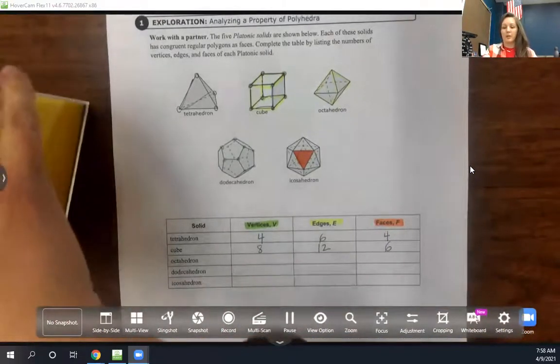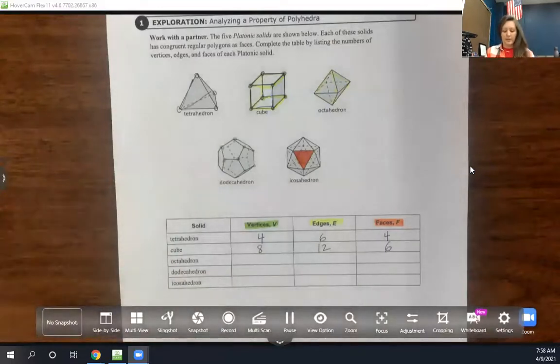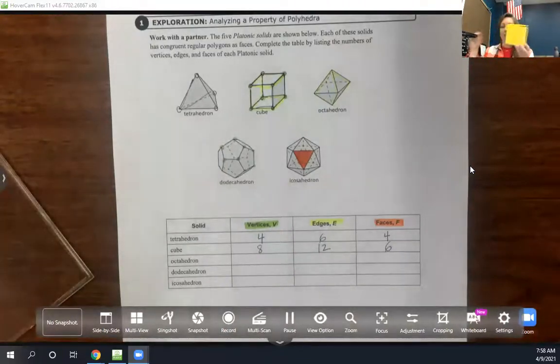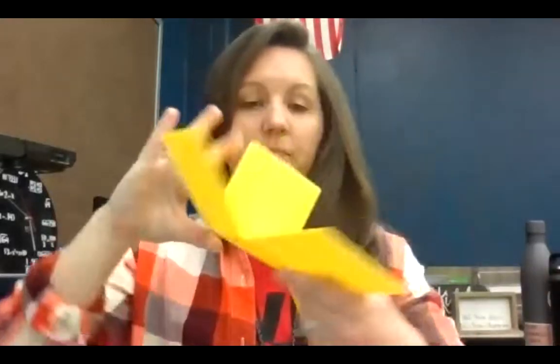So today we're going to be talking about finding surface area of some of these figures. We're going to be talking about cubes here a lot and rectangular prisms. So I'll show you a little bit about what these are, so I can prove what we just talked about.